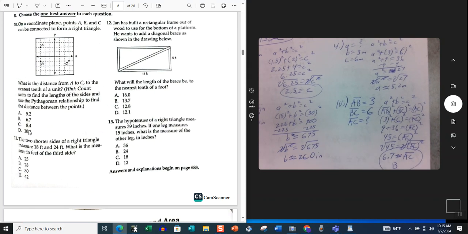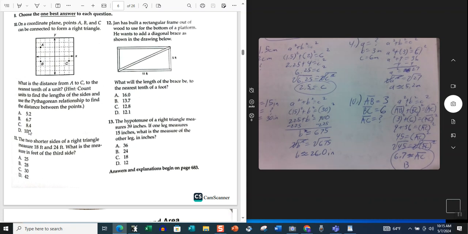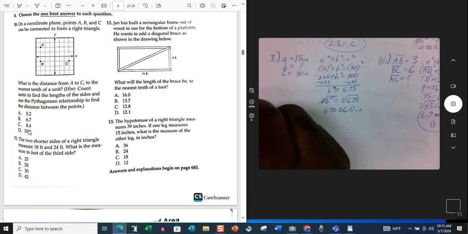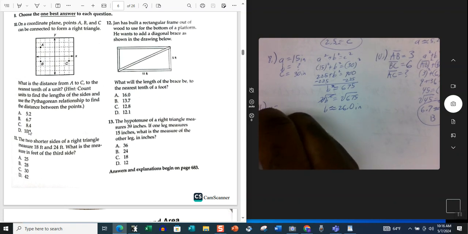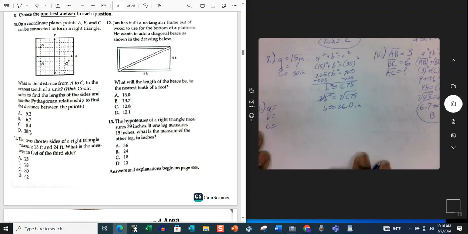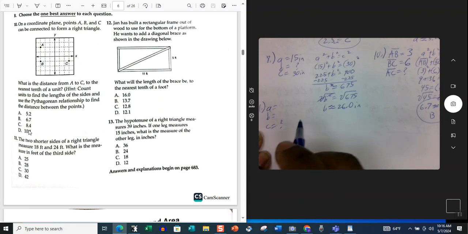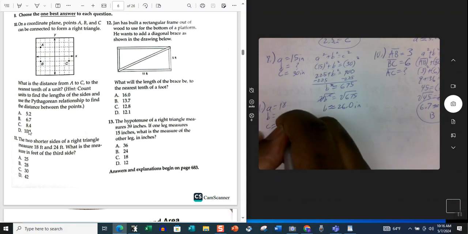All right, now number 11. The two shortest sides of a right triangle measure 18 feet and 24 feet. What is the measure in feet of the third side? So they want you to find the hypotenuse here. So we'll go here to problem number 11. So remember, the shorter two sides are A and B. It's C that's the longest side, which we don't know. So A could be 18 feet. B would be 24 feet.